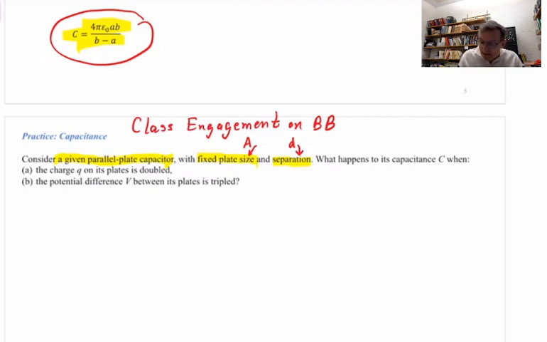What happens to the capacitance of this capacitor when A, the charge Q on its plates is doubled? What happens to C? And then B, the potential difference V between its plates is tripled. That's two separate cases. First, we double the charge Q. What happens to C? Then return to the initial situation and triple the potential difference V. Again, what happens to C?